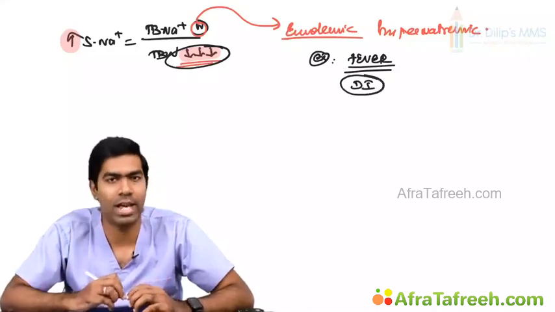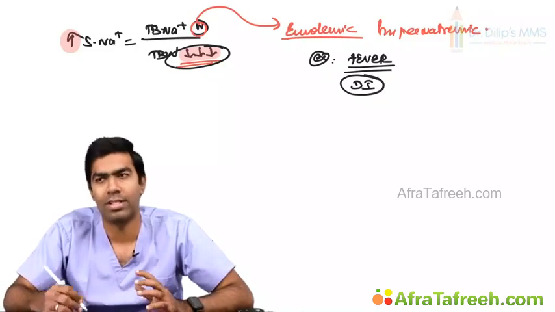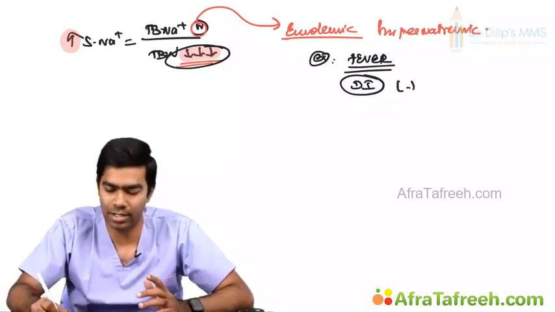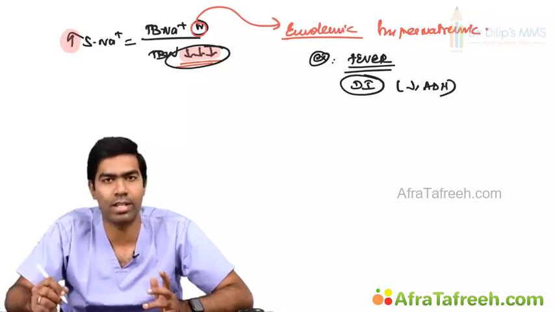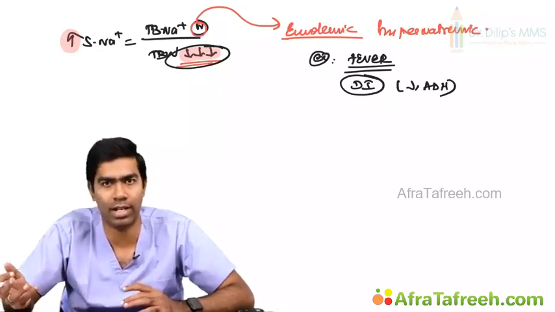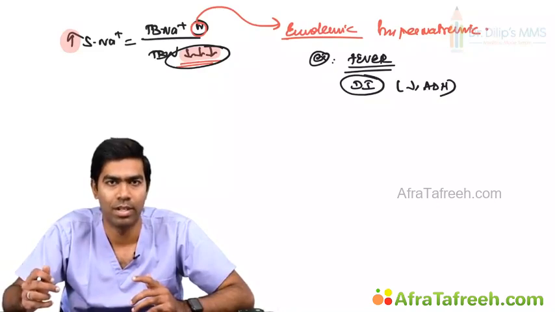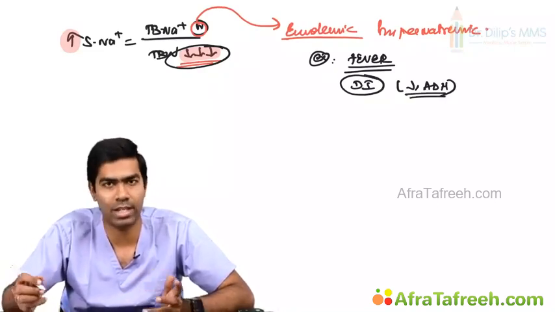The second example is diabetes insipidus. In diabetes insipidus, there is central and nephrogenic. Either there is low ADH circulating in the blood, or ADH is good but it's not acting, called nephrogenic diabetes insipidus. Whatever may be the case, there is low ADH action on the kidneys.